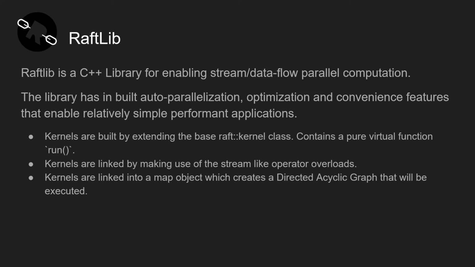Raftlib is a C++ library that enables stream processing, a compute paradigm that allows for immediate execution of tasks as soon as the data arrives. Raftlib allows a user to create and write sequential code in kernels. This allows the compartmentalization of state within each compute kernel. These kernels are then linked using stream-like operator overloads, and these linked kernels are added to a map which creates a directed acyclic graph that will be executed.